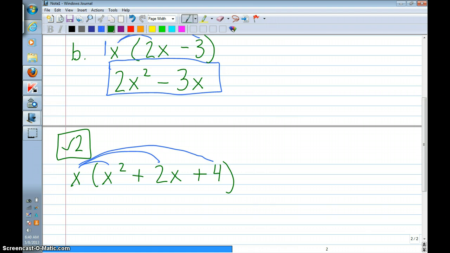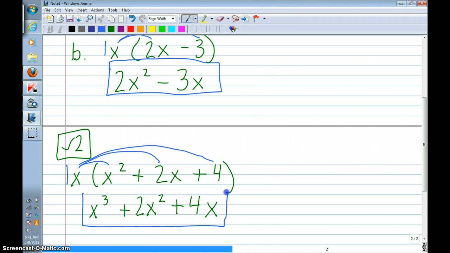So now again, x times x squared comes to x to the 3rd. Remember, you can think of a 1 here. 1 times 2 is just 2, x times x changes to x squared, 1 times 4 is 4, and then we have the x. And again, that's my final answer. These are written in standard form, 6th graders, because the highest power is first and the lowest power is last.